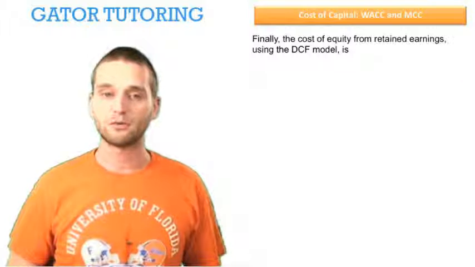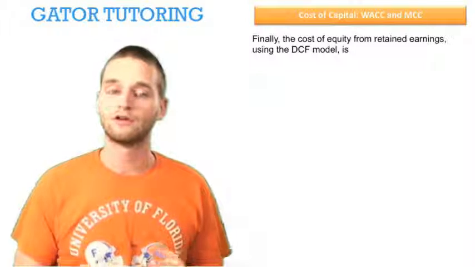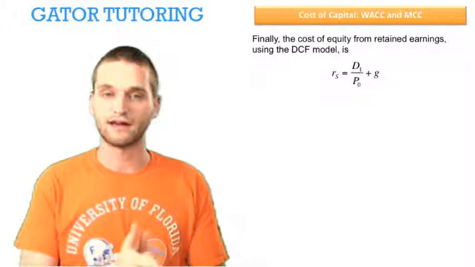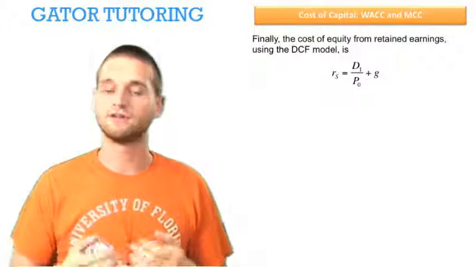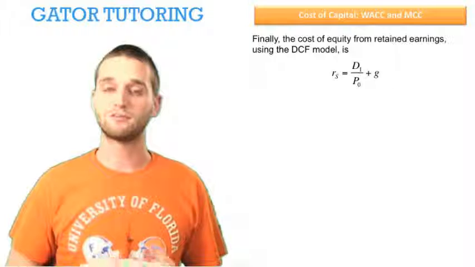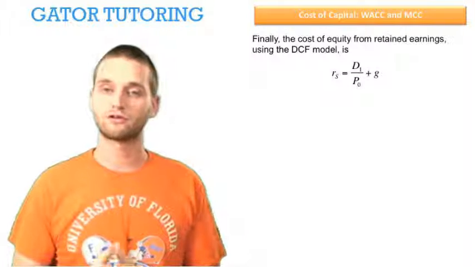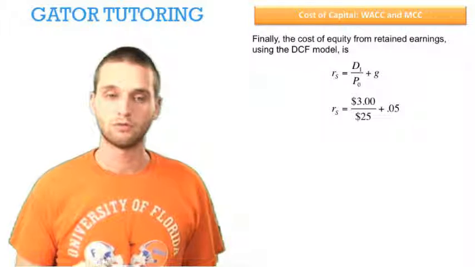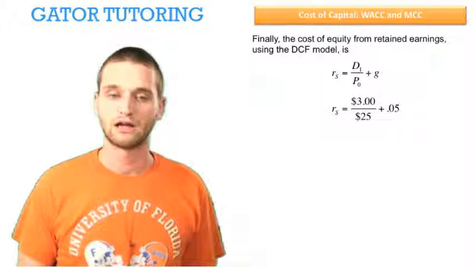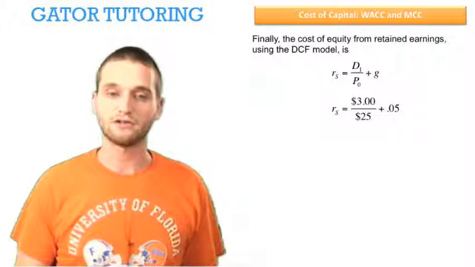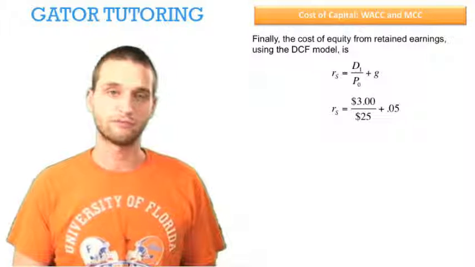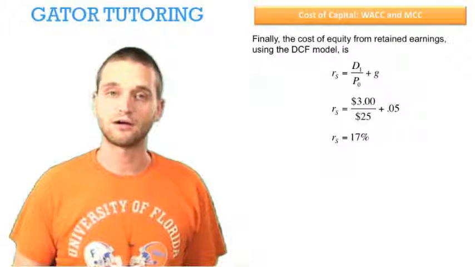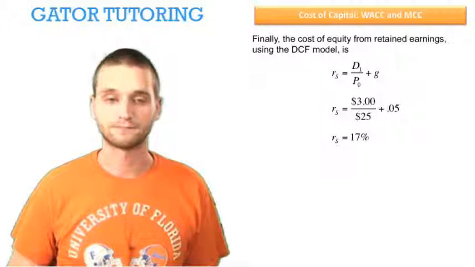Finally, the cost of equity from retained earnings, well, we can use a discounted cash flow model. And here's the discounted cash flow model. The formula is the dividend in period 1 divided by the price in period 0 plus the long-term growth rate of the dividends. Well, we're given all this information. We just plug in the dividend of $3 and the price of $25, and we add the growth rate of 5%, 0.05, and we get a required rate of return on our stock, our equity, of 17%.